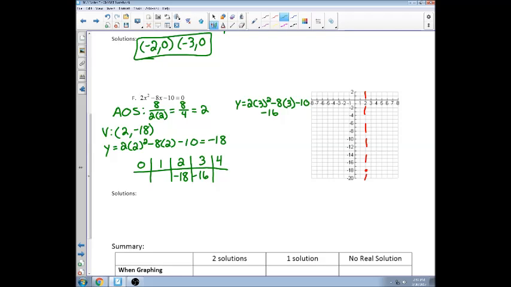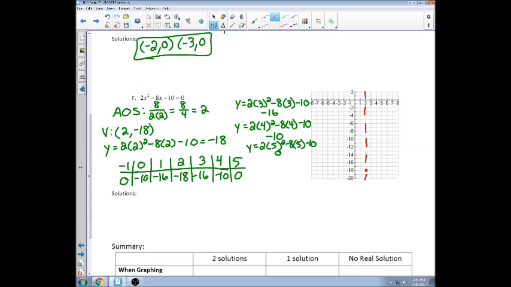Then if I put 4 back in the original equation, I'll end up with negative 10, which means that I have not found my 0 yet, so I need to add one more to it. So if I put 5 back into the original equation, I end up with 0. Okay? Remember, this is symmetrical, so I can just fill in the other side.